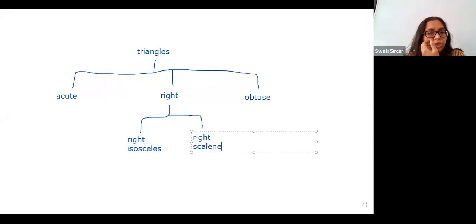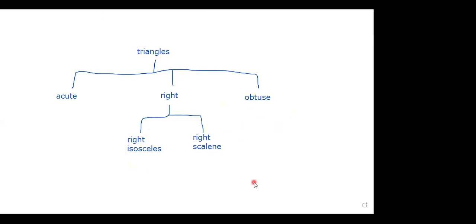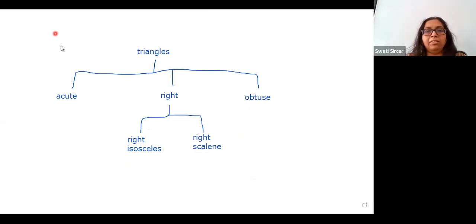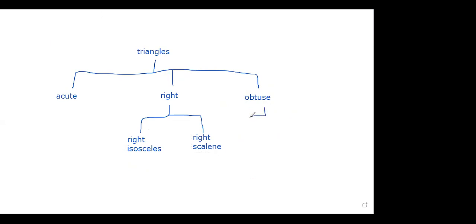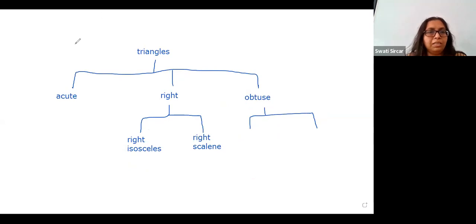So my question is now, how many types of obtuse triangles are there? Like right triangles, we got two types. If you think of obtuse triangles, how many types will there be? Two. And they will be? Scalene obtuse and isosceles obtuse. Just like the right triangle. Yes. So there is no surprise.